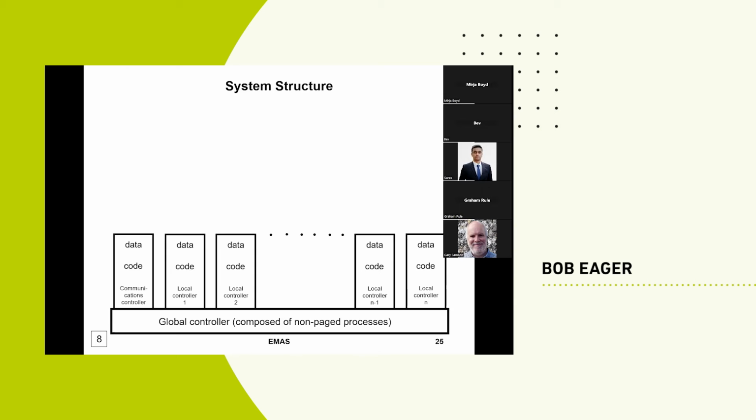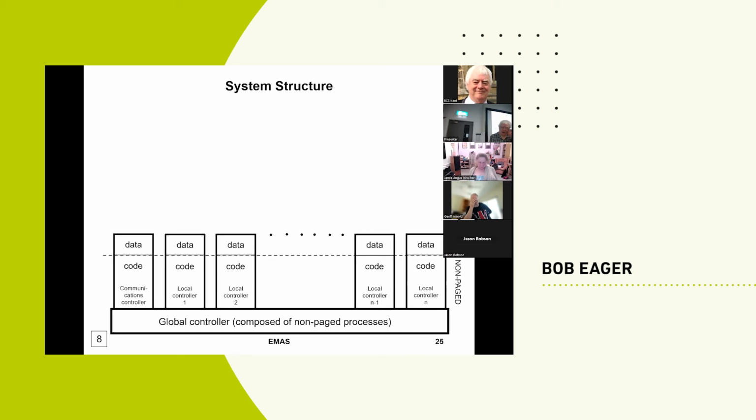There can be many, many processes, typically 100 or something. But there's a dividing line there because the bit below that line is non-paged. It's part of the operating system and it's permanently in memory. The bit above that line is the data for each local controller, and that obviously is paged because the process might not be doing much for ages, so it gets paged out. And collectively, that part of the system is called the supervisor.